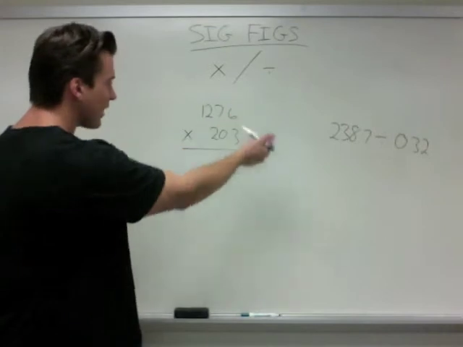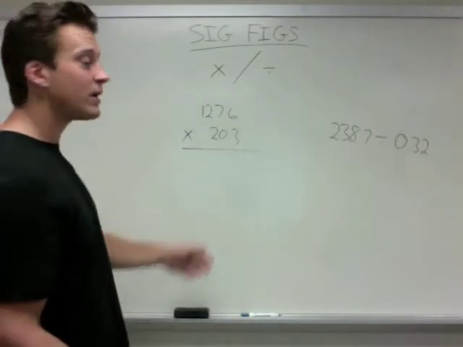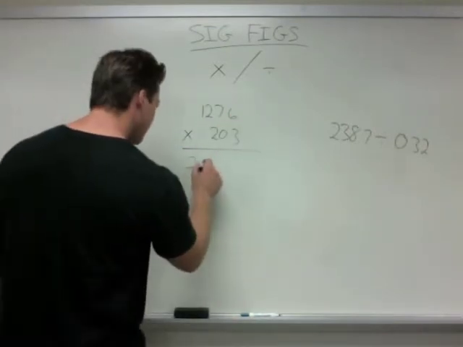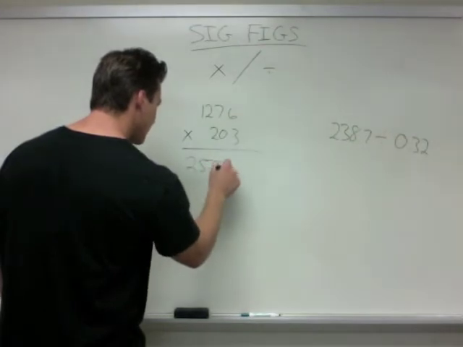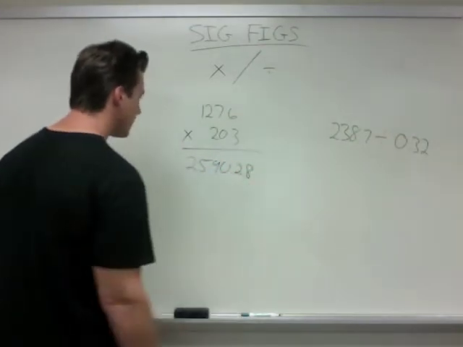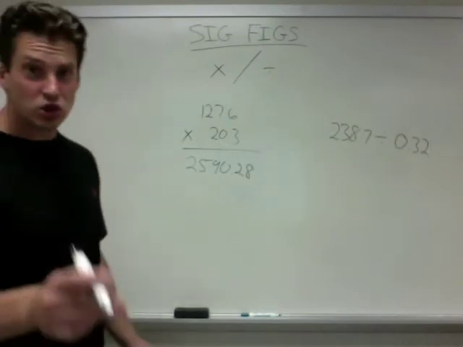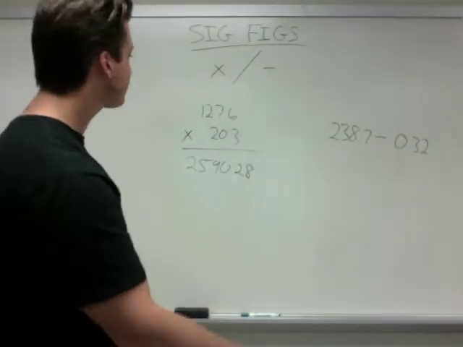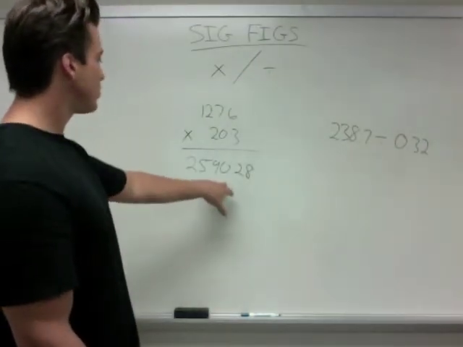When you take 127.6 multiplied by 20.3, you should get something like 22,590.28. Something like that. Just check me to make sure. So it should be somewhere around there.